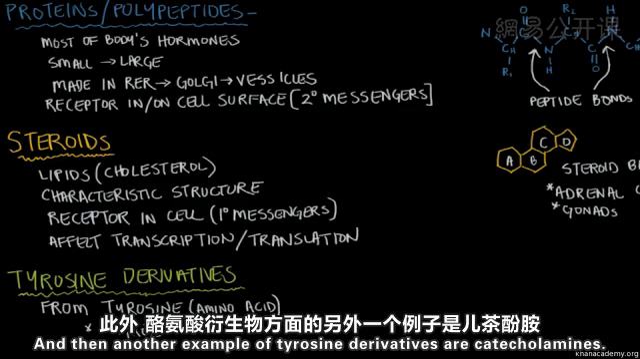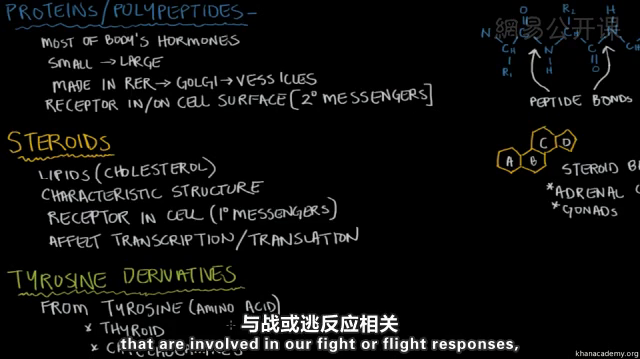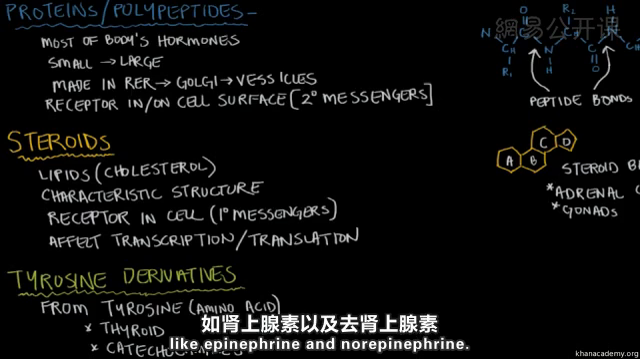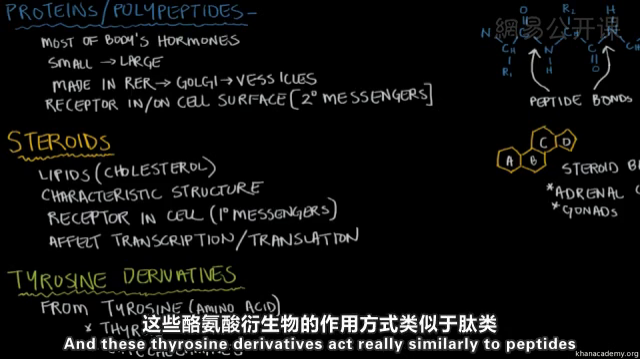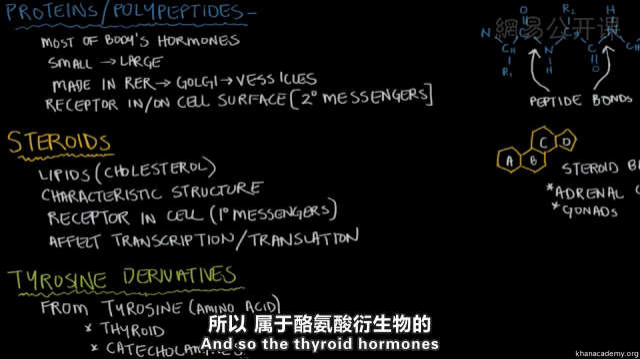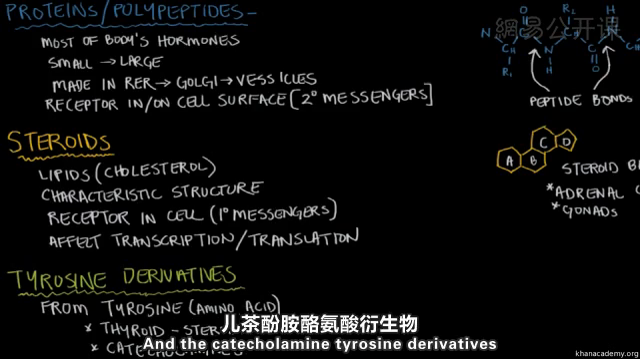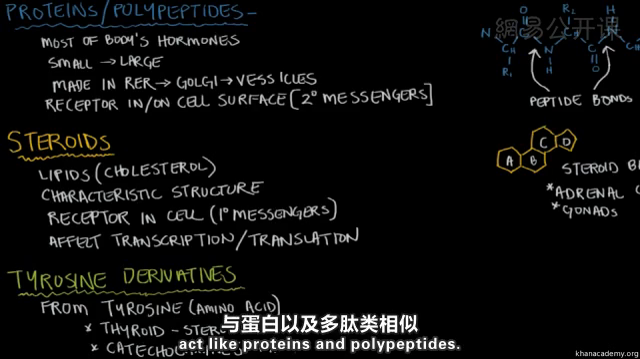And then another example of tyrosine derivatives are catecholamines. And catecholamines are those hormones that are produced in the adrenal medulla that are involved in our fight or flight responses, like epinephrine and norepinephrine. And these tyrosine derivatives act really similarly to peptides by binding on the outside of the cell and releasing those secondary messengers inside the cell. And so the thyroid hormones that are tyrosine derivatives act like steroids, and the catecholamine tyrosine derivatives act like proteins and polypeptides.